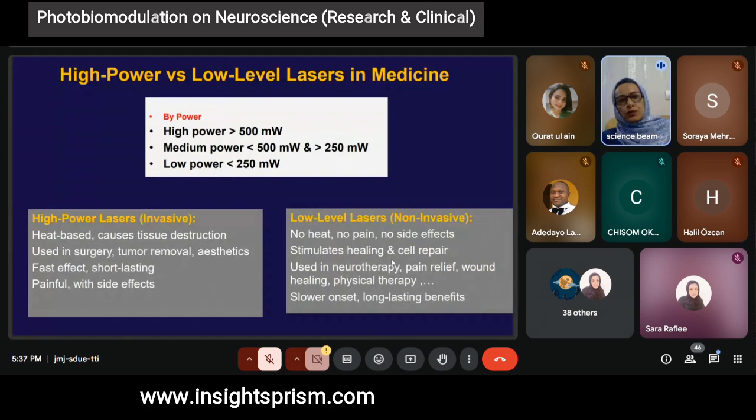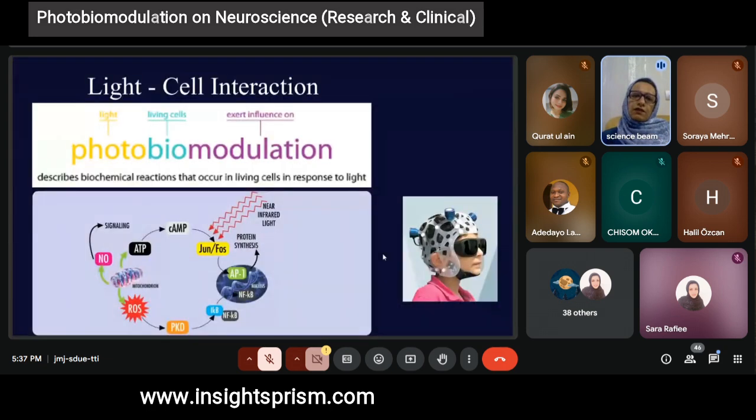as I told, this technique, I mean the low-level laser therapy, we call it photobiomodulation. Photo goes to the names of bio, I mean a living cell, and modulation is some kind of influence, exerting influence, some kind of regulation. And this technique describes some cells and their response to the light.